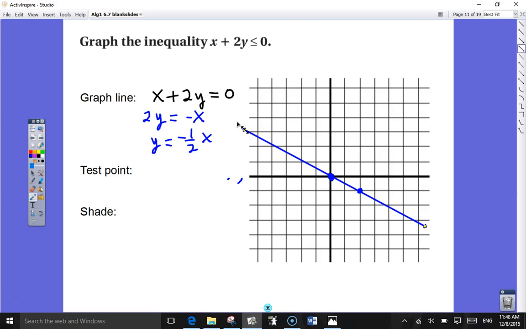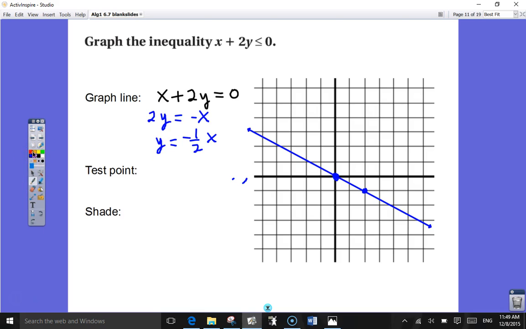Okay, now we need a test point. Would it be a good test point? Could I use 0, 0 again? Why can't I use 0, 0? It's on the line. We need to know which side of the line to shade. So what's another point that might be easy to check? 0, 1. Okay, so that's actually pretty good. Not that I don't expect that from Ramir every time. So we're going to use 0, 1.